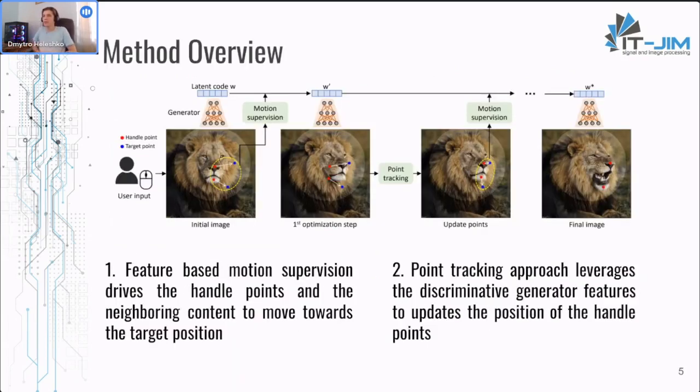You see, the image manipulation is performed in an iterative optimization manner, which consists of two stages. That is feature-based motion supervision and point tracking. So feature-based motion supervision drives the handle points and the neighboring content to move towards the target position. And the point tracking approach leverages the discriminative generator features to update the position of the handle points. And both of those steps are actually performed by utilizing the properties of the latent code. And the whole optimization process usually takes 30 to 200 iterations.